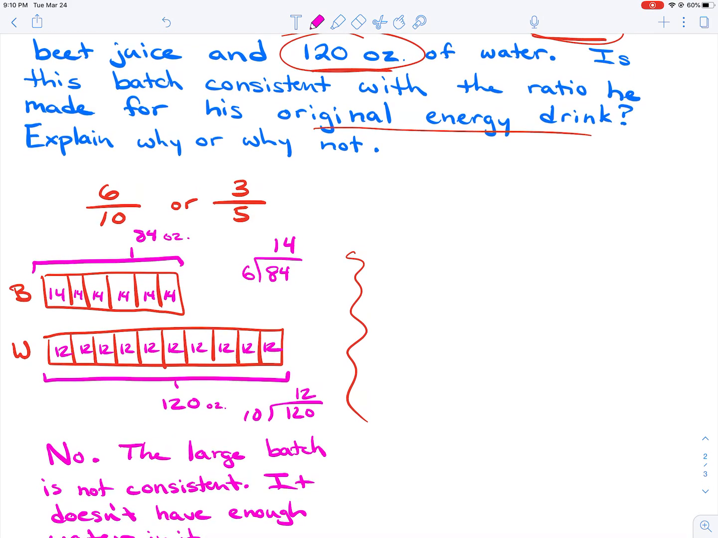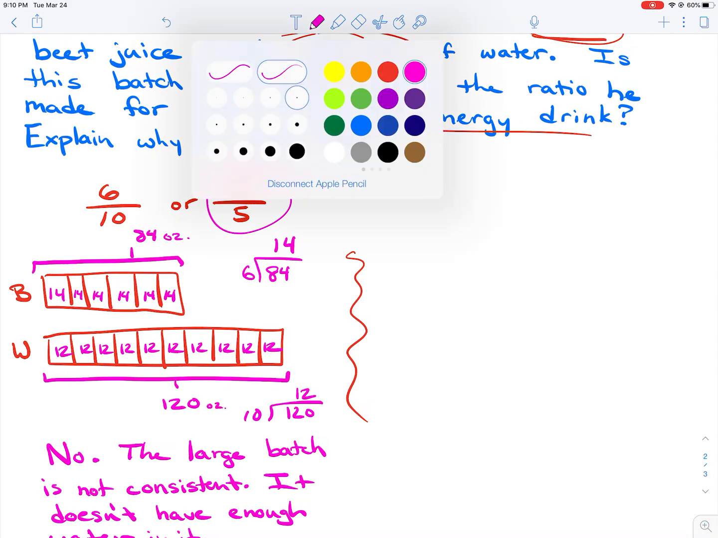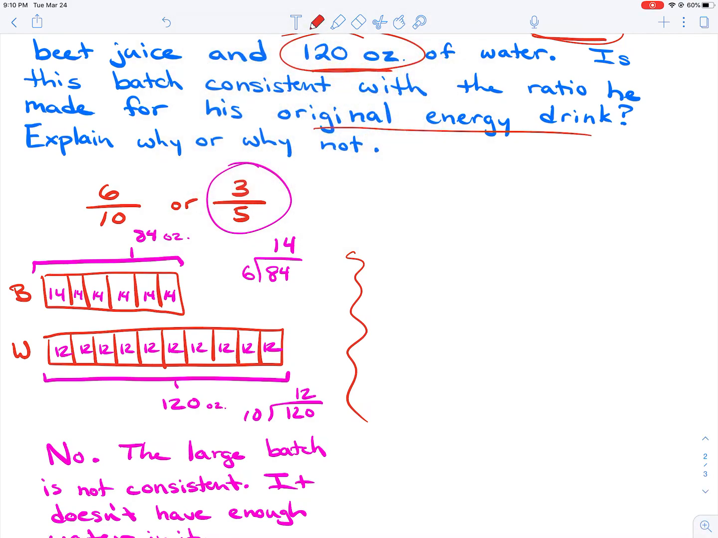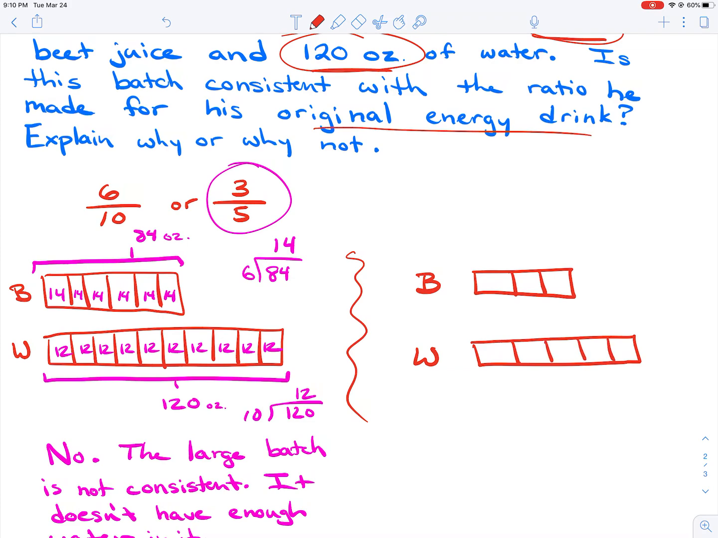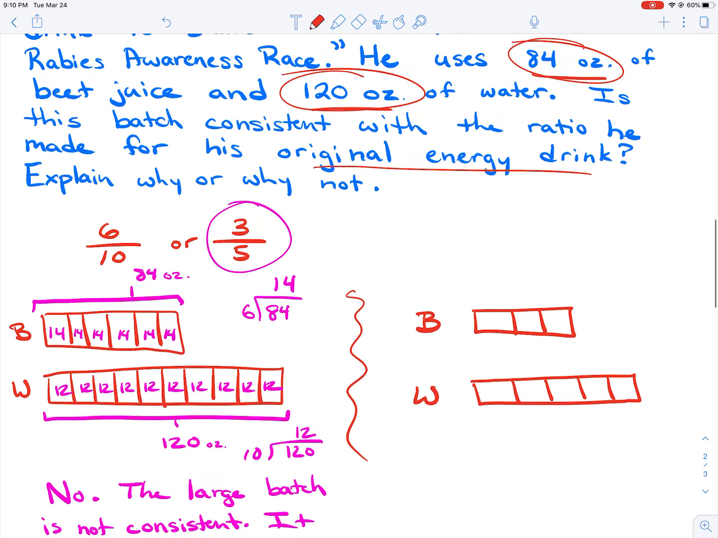Well, let's try the same thing again. Let's do it with the 3 to 5 ratio just to see if we get the same numbers. So remember, this is the value of the ratio we used earlier. Beet juice, water, 3 to 5. And if we're going to use the numbers that they gave us in the problem, they're saying that Dwight used 84 ounces of beet juice and he used 120 ounces of water.